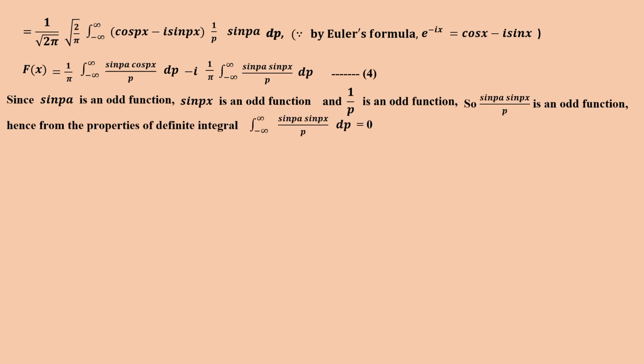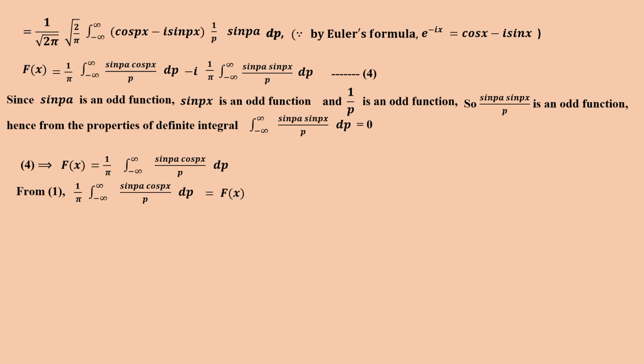Hence, from the properties of the definite integral, the integral from minus infinity to plus infinity of an odd function is equal to 0, that is, the integral of sin pa sin px by p dp is equal to 0. So equation 4 becomes f of x equal to 1 by pi integral from minus infinity to plus infinity of sin pa cos px by p dp. Using 1, f of x is 1 for modulus x less than a, and 0 for modulus x greater than a.